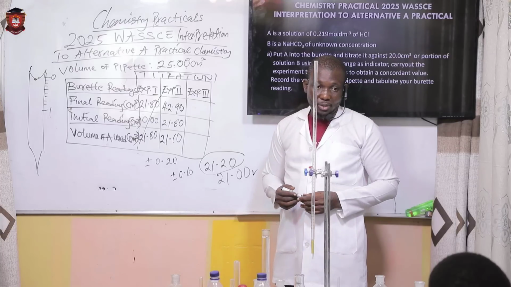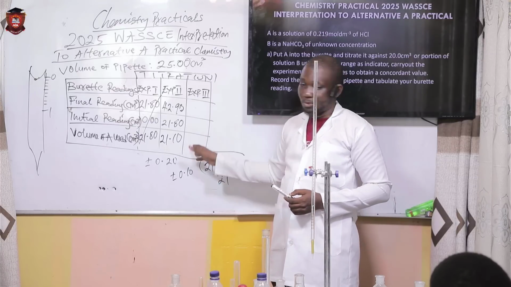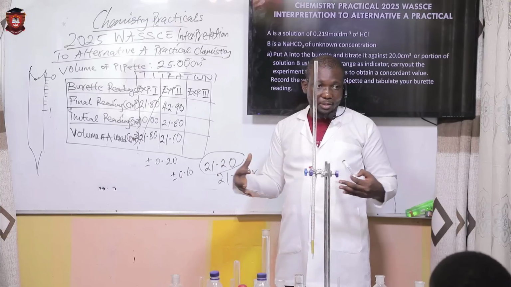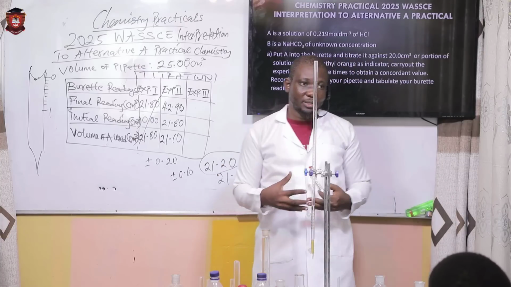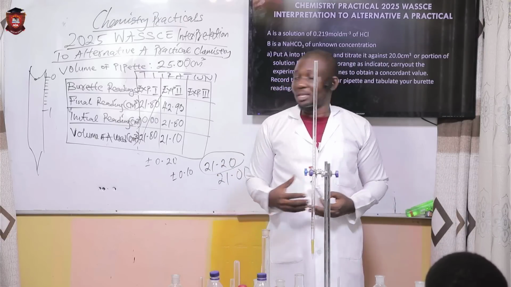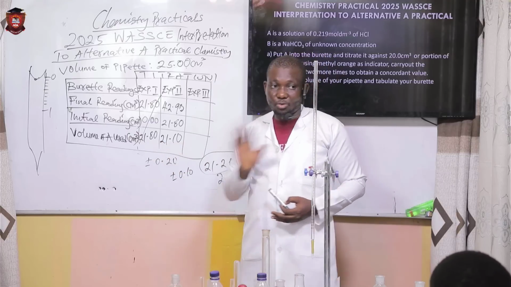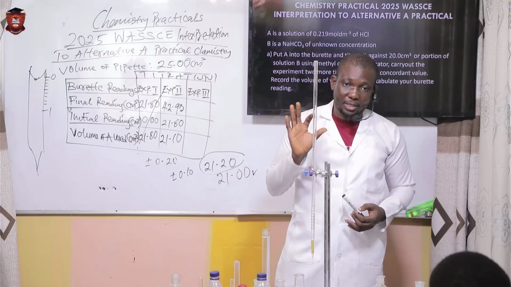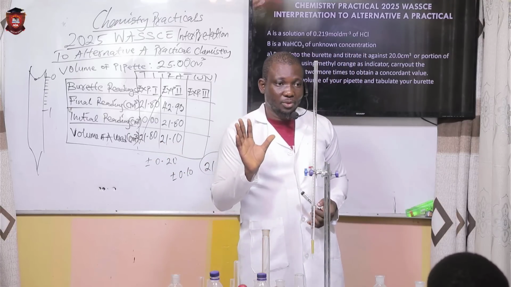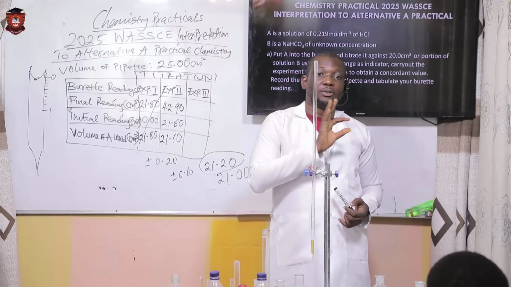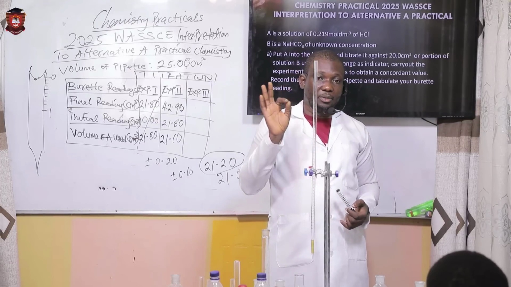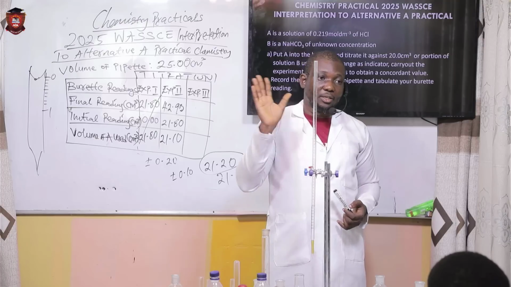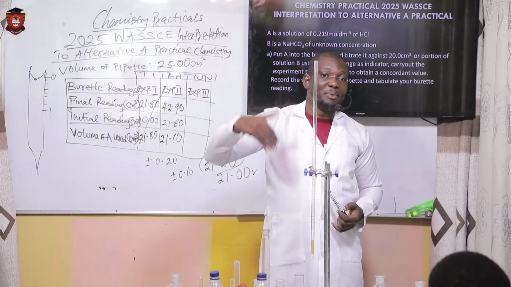So what people normally do at this point is to adjust this one immediately to make sure that it's concordant. What they are looking at is concordant. Out of the three experiments, if two are consistent readings, you are good to go. But if the three of them are not consistent, after checking plus or minus 0.20 and none is correct, that means you have to repeat the experiment again.